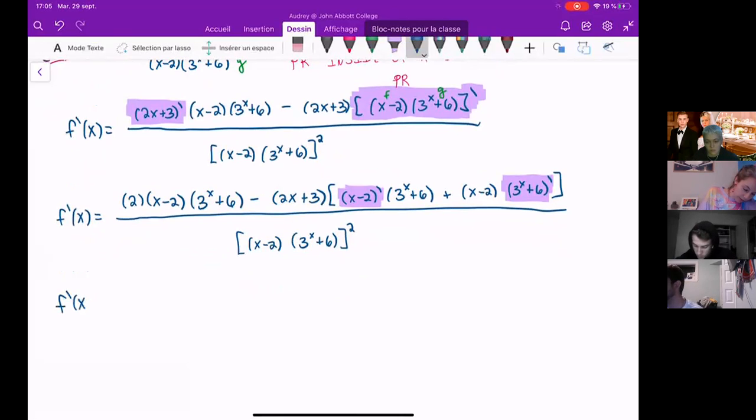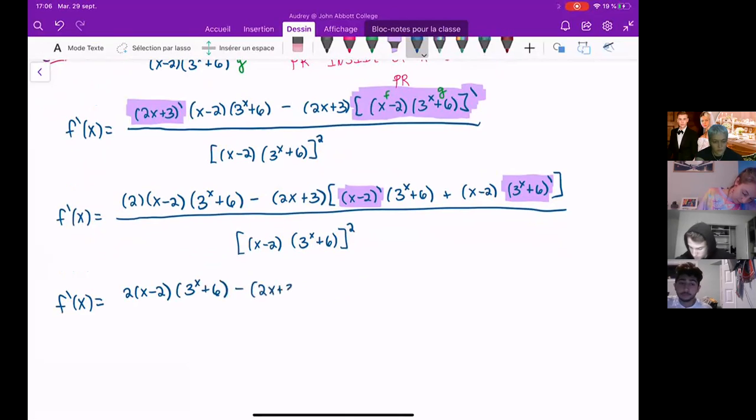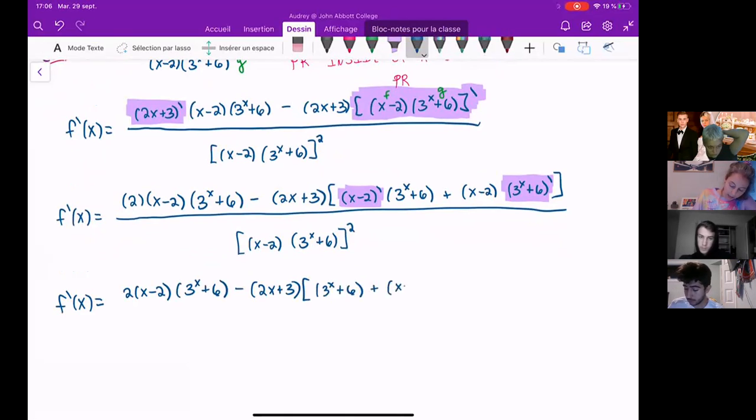I'm going to take my derivative. What's the derivative of x minus 2? 1. So I have 3 to the x plus 6 plus x minus 2. What's the derivative of 3 to the x plus 6? 3 to the power of x ln 3. Good job.